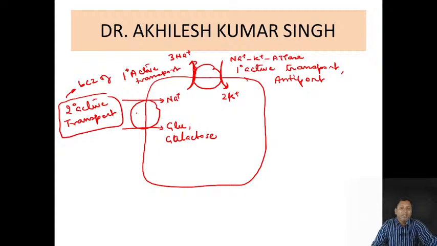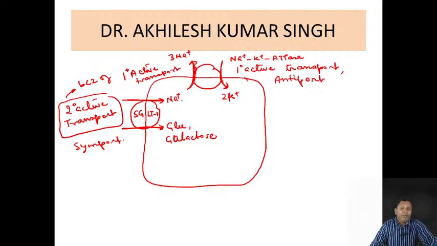And what is the name of this pump here? The name of this pump is SGLT. Right, SGLT. If it is in the intestine, it will be SGLT1. Right, SGLT1. And if it is in the kidney, it may be SGLT1 or SGLT2. Right, so this is secondary active transport. And the sodium and the glucose are transported in the same direction. Right, so this is also called the symport.